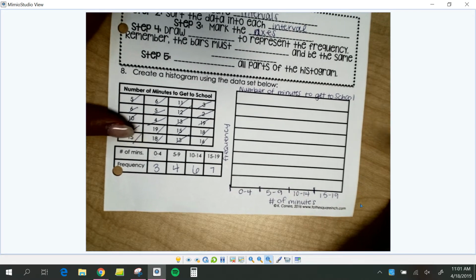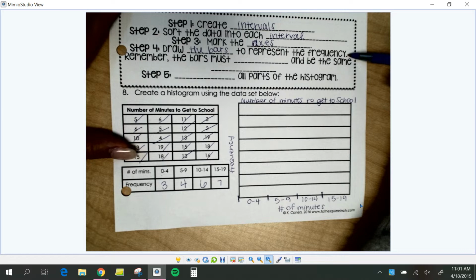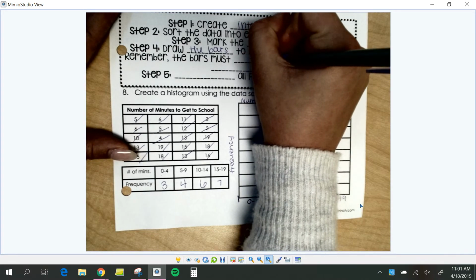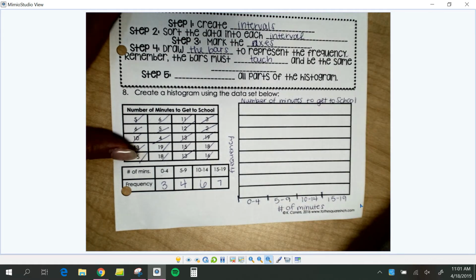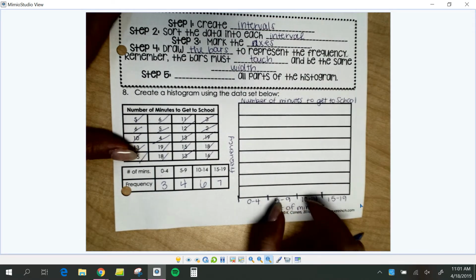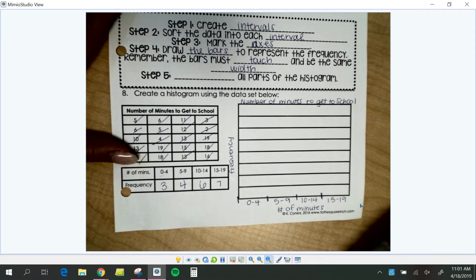So step 4 would be to draw the bars to represent the frequency. And as a reminder, the bars must touch, so they can't have any spaces between them, and they have to be the same width. So the same width. So we split it up evenly down here so that they would touch and be just as wide as the other ones. So now let's draw the bars.